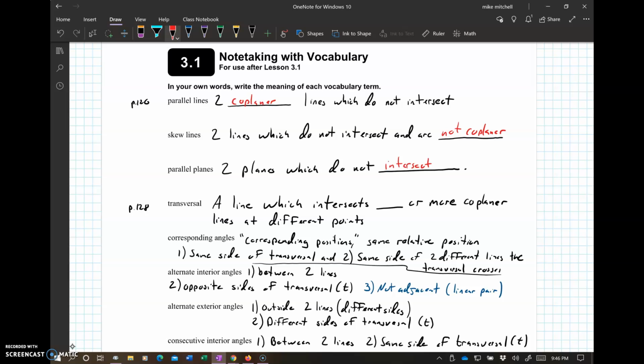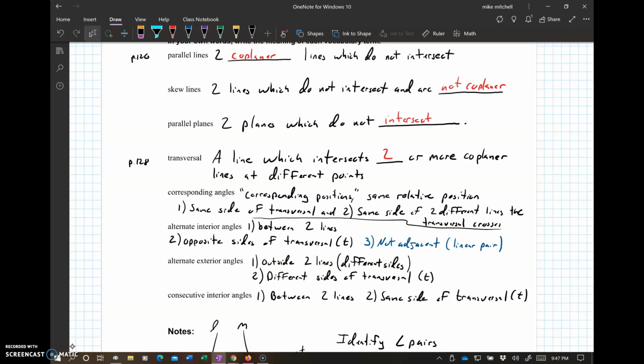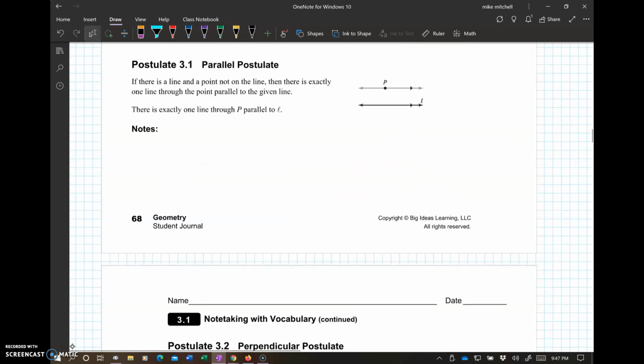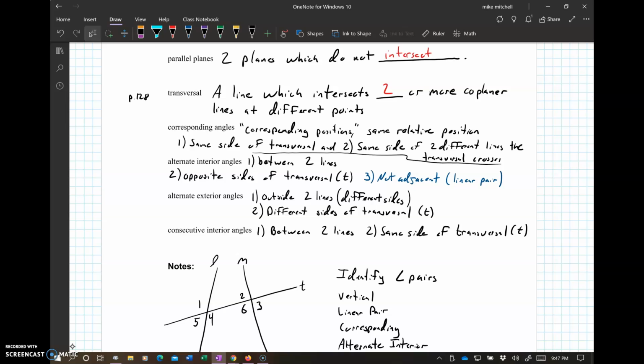Transversal, this is on page 128, a line which intersects two or more coplanar lines at different points. Why do they say different points? This would be a line intersecting two lines at two different points. Here, if they intersect, that's intersecting two different lines at one point. That's the difference right there. Corresponding angles. Pictures of this on the next page. They show some examples of these. A couple of pages down here, they give some nice examples of these. You can see this down there. Same relative position, same side of the transversal, same side of the two different lines the transversal crosses.